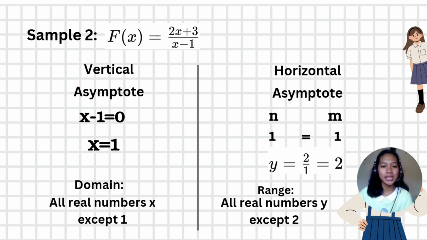So the difference of domain and range is that the domain is based on the vertical asymptote, while the range is based on the horizontal asymptote.